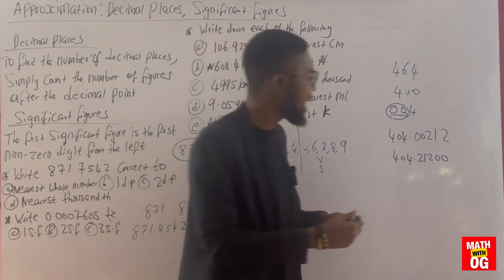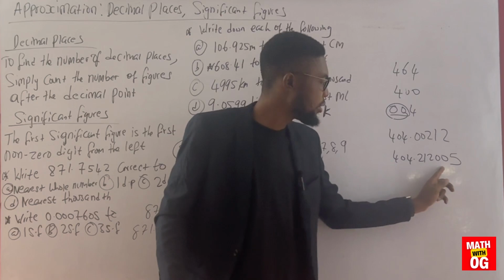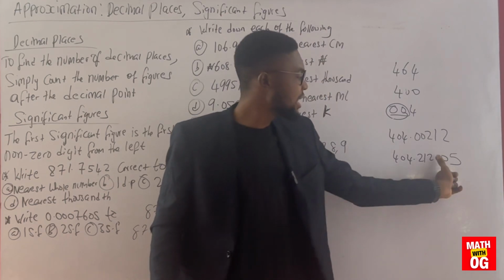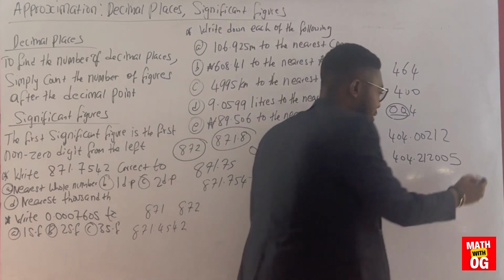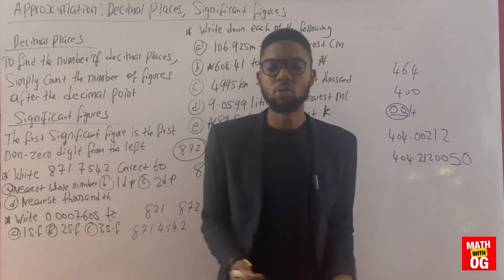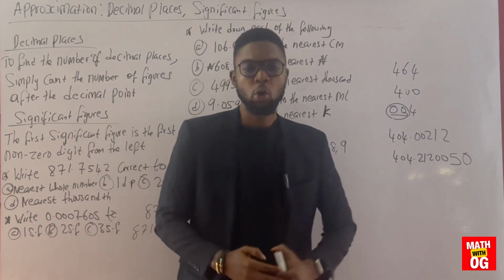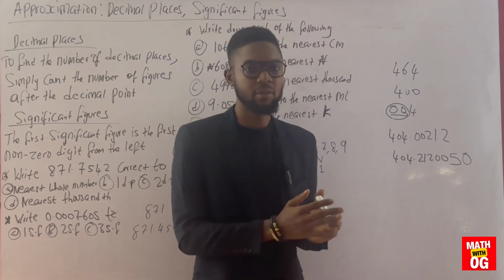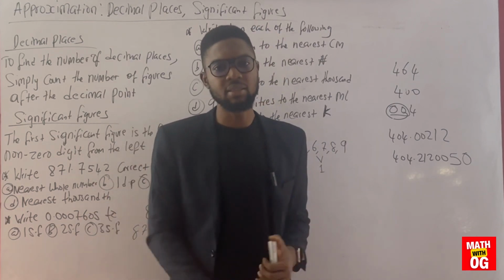But imagine I add another number here, 5. Automatically, these two zeros become significant because taking away one of these zeros automatically changes the number. But if I add another zero here, this zero here is insignificant. So that's how you know significant numbers and non-significant numbers. Once you've gotten the first significant number, just know the next is the second, the next is the third, the next is the fourth, as the case may be.